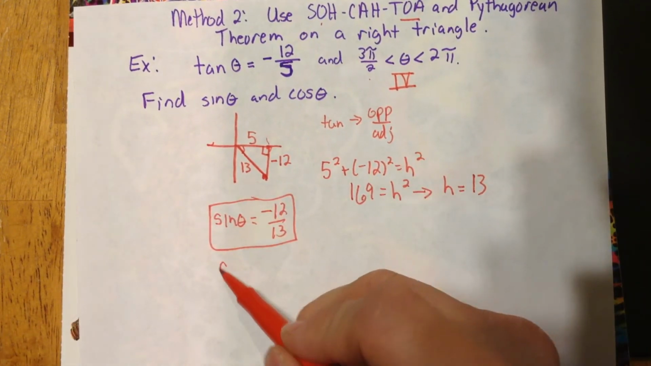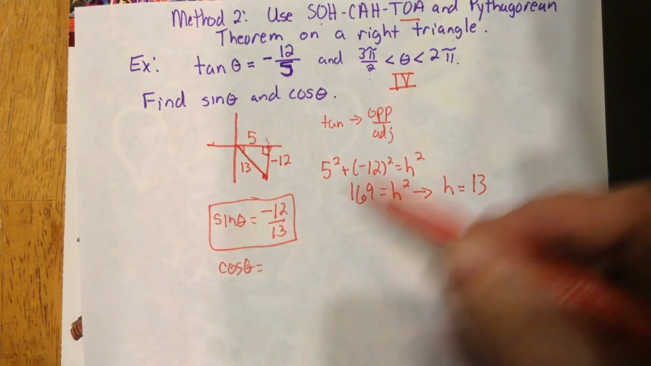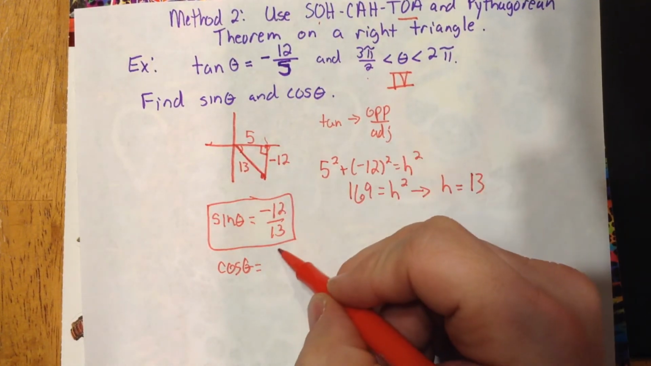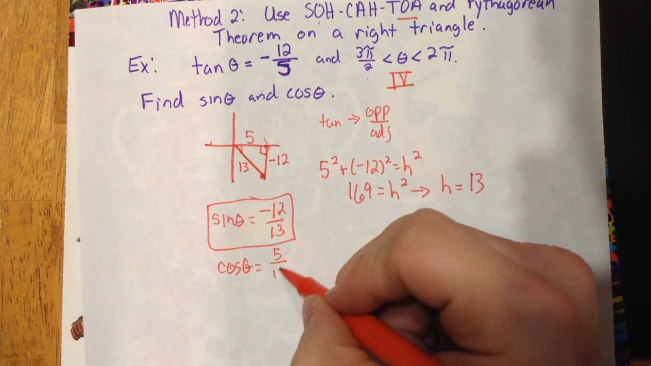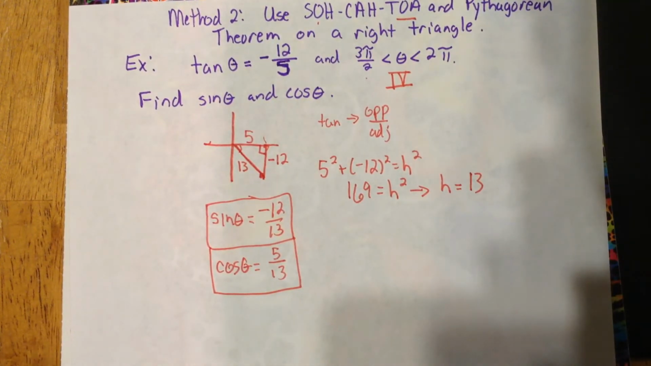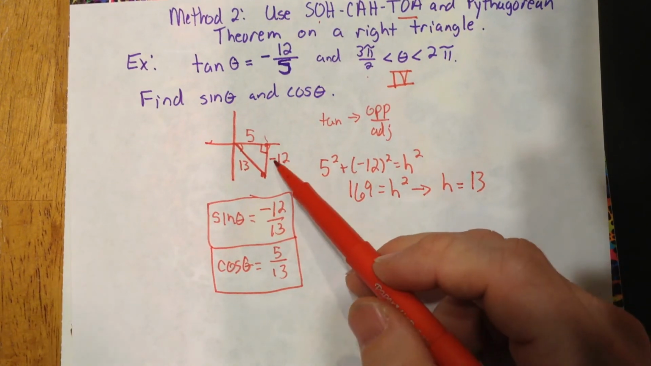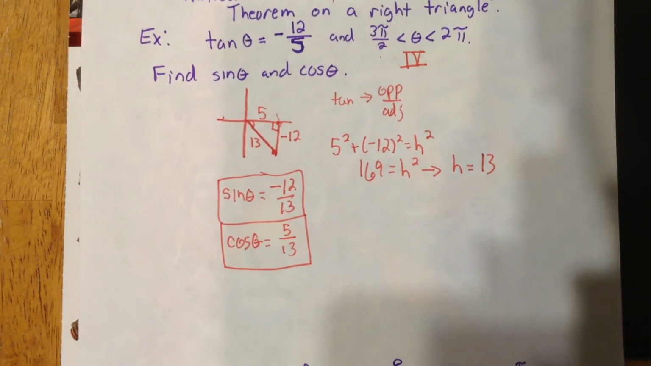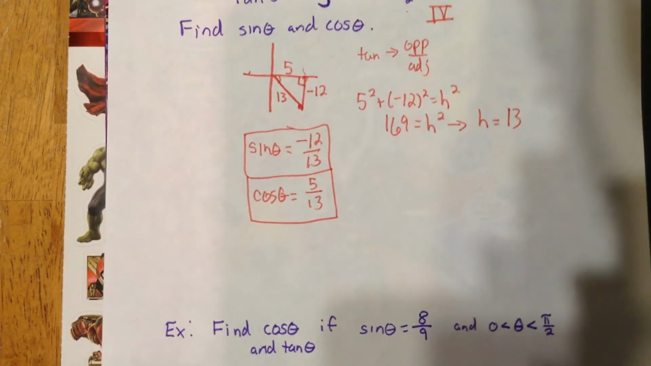All right. The cosine of theta is going to be adjacent over hypotenuse. So the adjacent side from here is positive 5. The hypotenuse is 13. The biggest area that you can run into trouble here is basically you want to watch out for your negatives. That's that. Much easier, I think, than Pythagorean theorem, but either way will work.